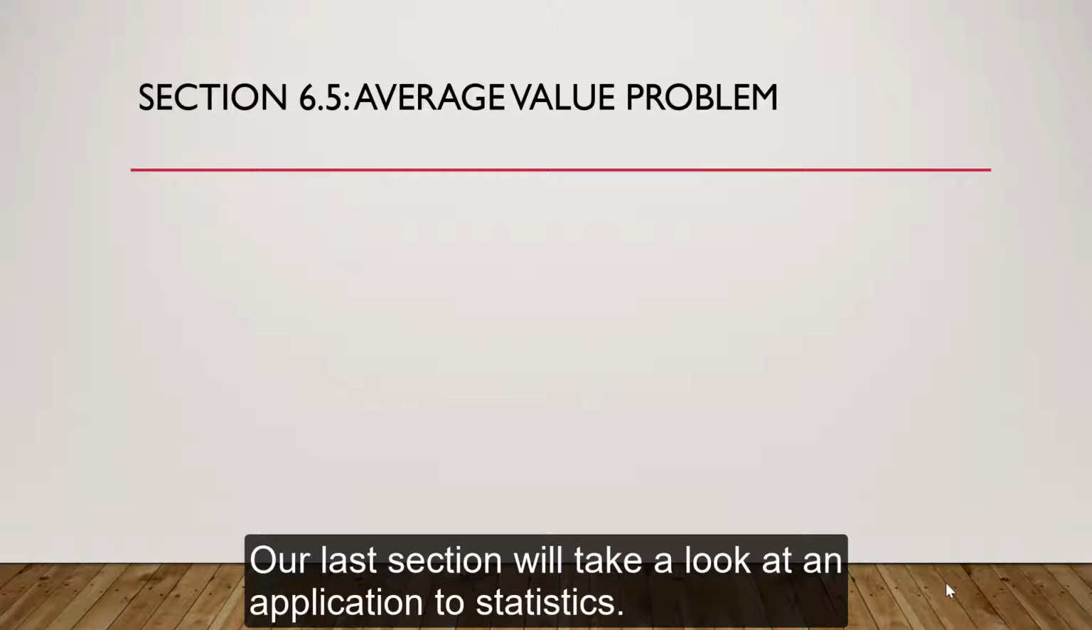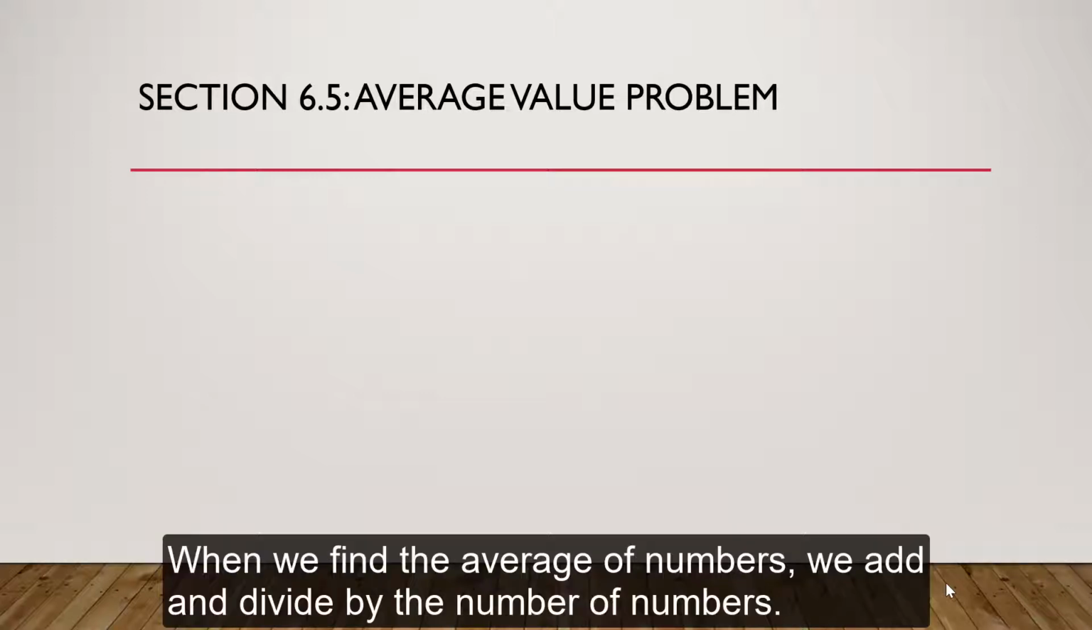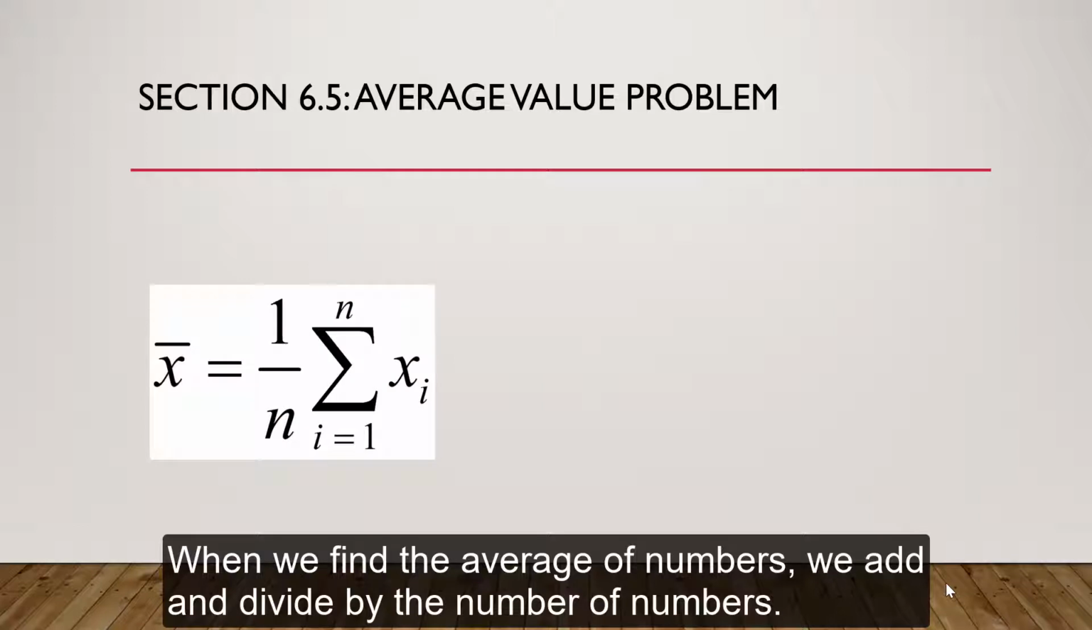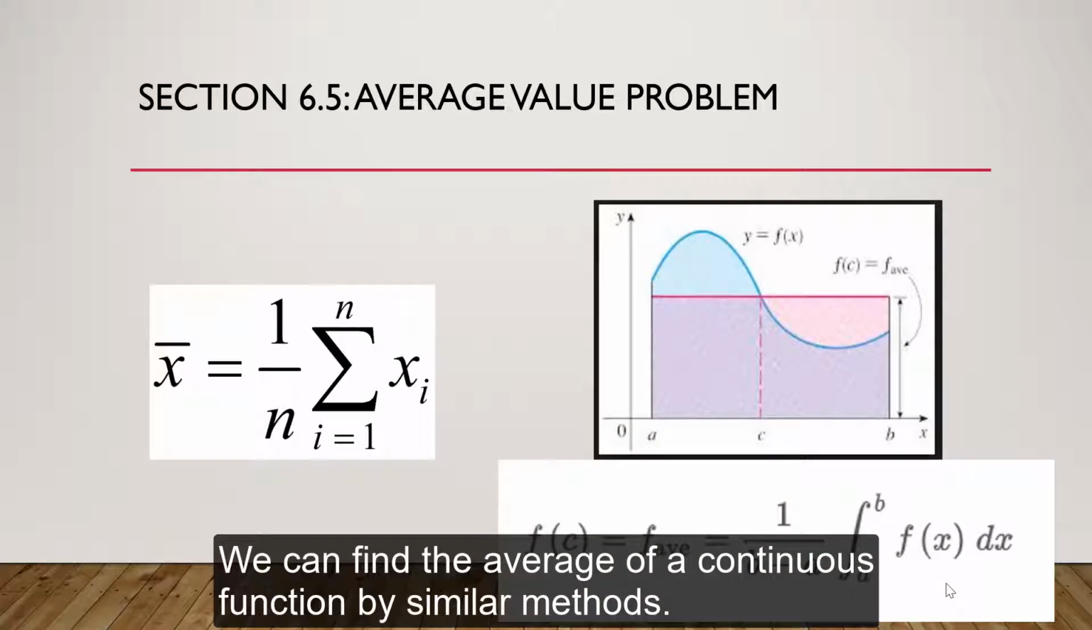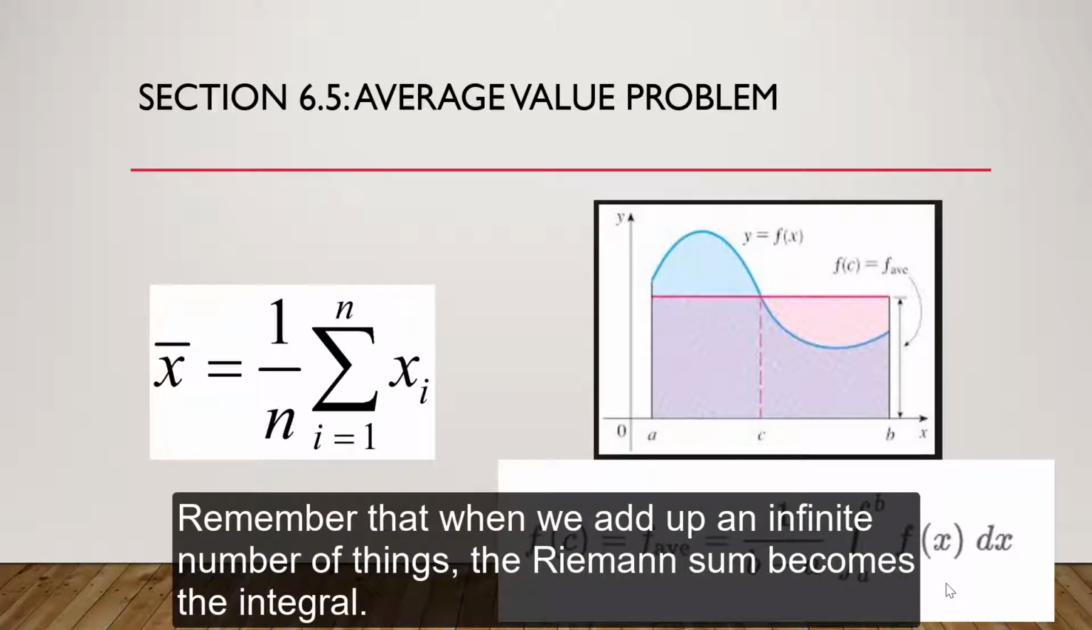Our last section will take a look at an application to statistics. When we find the average of a set of numbers, we add up and divide by the number of numbers. We can find the average of a continuous function by similar methods. Remember that when we add up an infinite number of things, the Riemann sum becomes the integral.